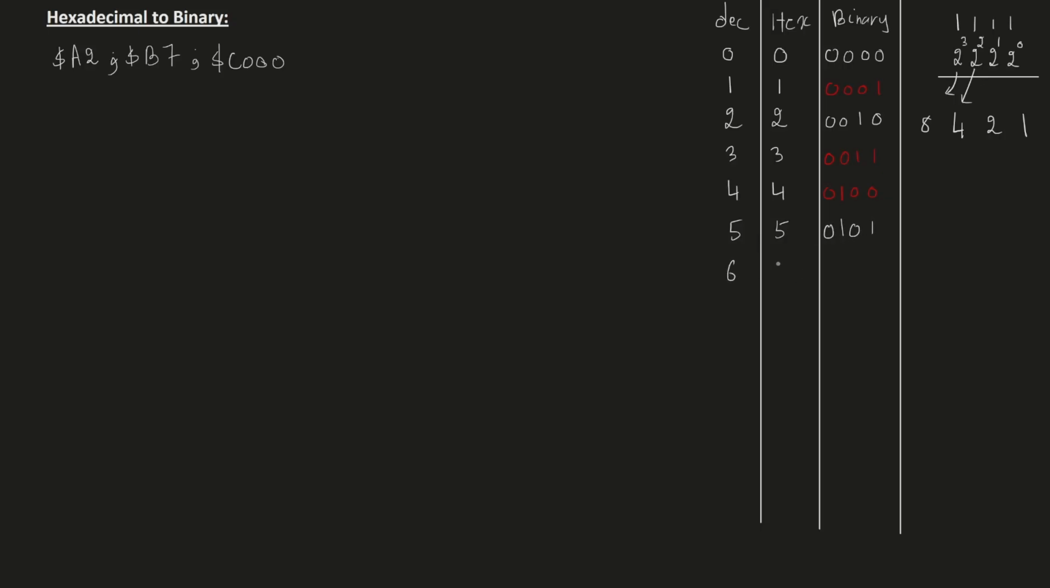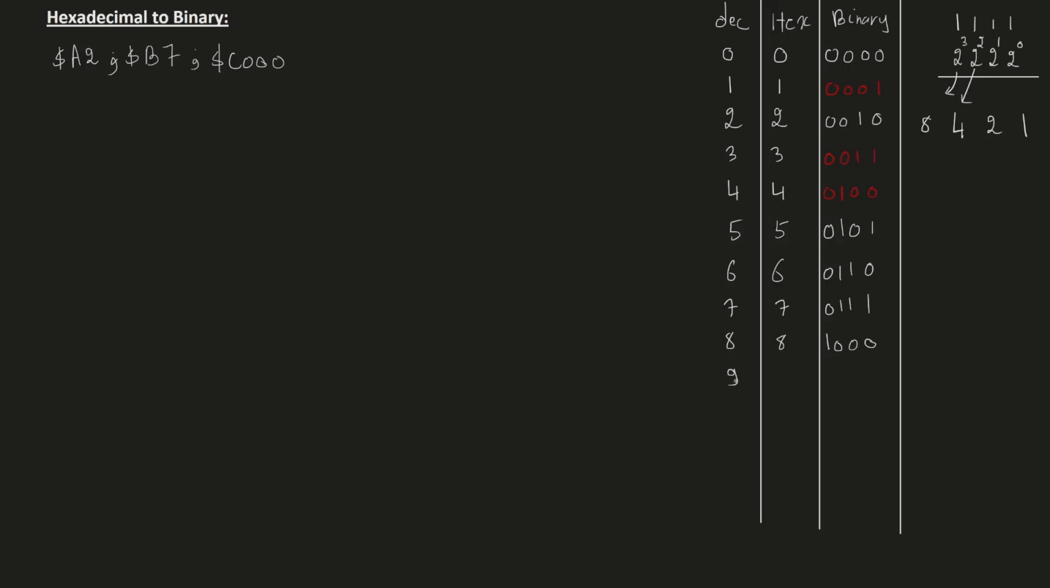6 in decimal is 6 in hex. In order to get 6, we need to add 4 plus 2, so those two bits need to be 1. So 0, 1, 1, 0. 7 in decimal is 7 in hex. In order to get 7, we need to add 4 plus 2 plus 1, so these three bits need to be 1. So that's 0, 1, 1, 1. 8 in decimal is 8 in hex. In order to get 8, we need to make this bit 1 and the rest zeros. So 8 in binary is 1, 0, 0, 0.